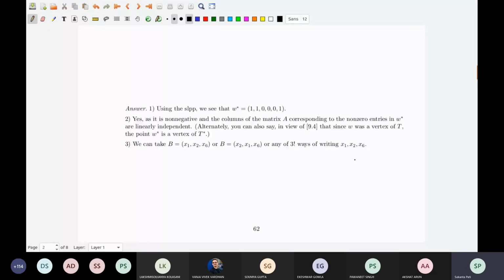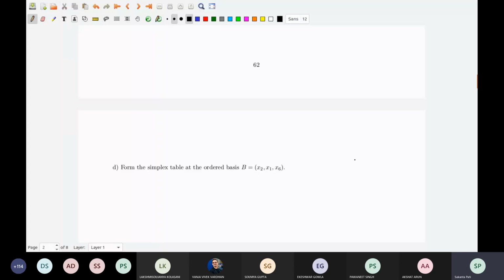Now comes the original part. Form the simplex table at the ordered basis x2, x1, x6. That means you are standing at the vertex. What was that vertex? That vertex was W star.